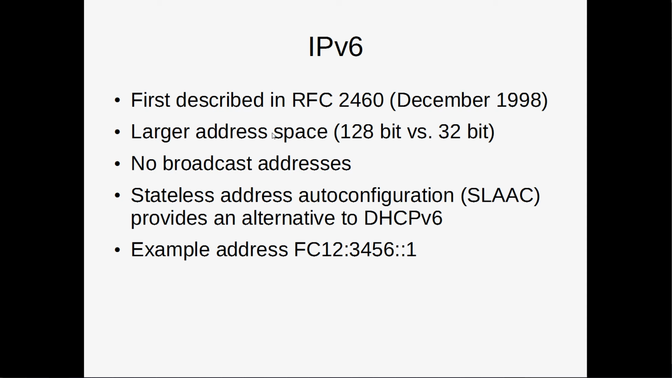So you have groupings of four hexadecimal digits, that is 16 bits, then a colon, and then another group. As an example here, I have FC12, colon, 3456, and then I have these two colons in a row. What that means is you can specify one or more groups of zeros with two colons, and you can only do this once in an IPv6 address. So this would actually be FC12, 3456, a bunch of zeros, and then 1 at the end. So that's just a shorthand for a bunch of zeros.